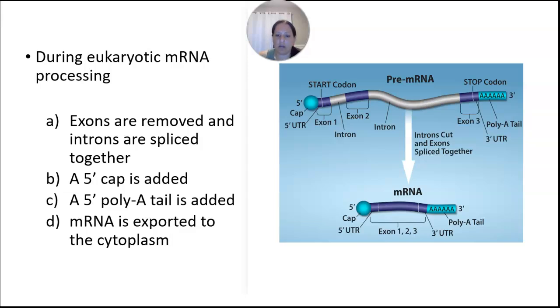So why is A wrong? So A is, if it said introns are removed and exons are spliced together, that would be correct, but it reversed those words, so that's not right. Exons are the parts that we keep. Introns are the parts that we cut out. C is wrong because the poly A tail is added to the 3' end, not the 5' end. And D is wrong because, yeah, the mRNA eventually gets exported to the cytoplasm, but that's not part of RNA processing. So the only one that is correct is B. At the 5' end, we add the cap, which is made up of guanosine.